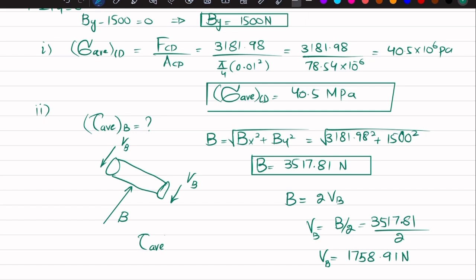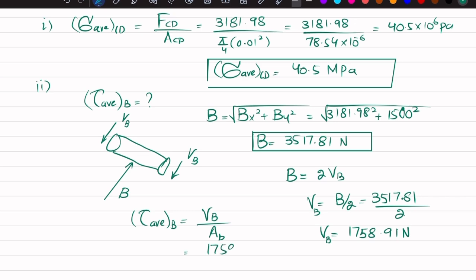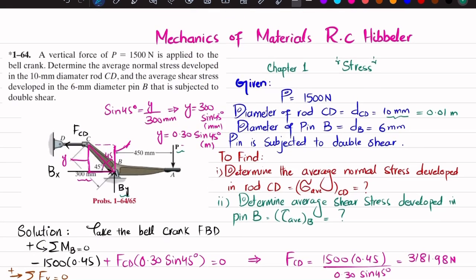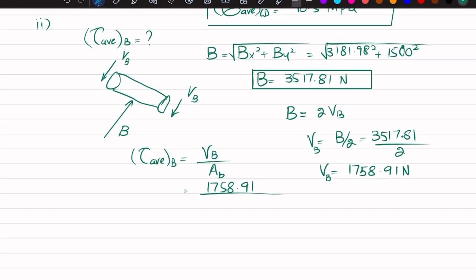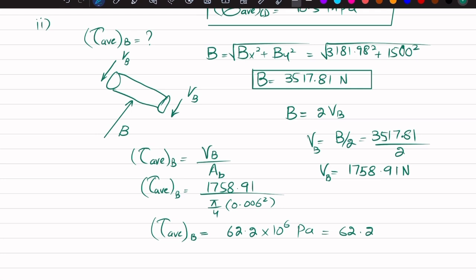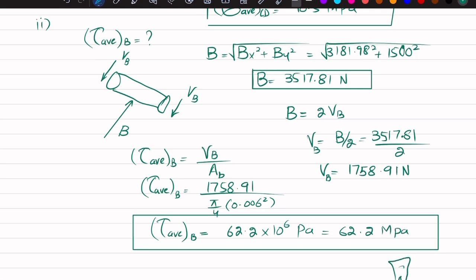Now you have shear force. We know that average shearing stress is equal to shear force divided by shear area, which is area of this pin B. So put the value 1758.91. The diameter of this pin is given as 6 millimeter, which is equal to 0.006 meter. So area is pi by 4 d square. D is 0.006 square. And when you calculate it, it will give you 62.2 into 10 to the power 6 Pascal. And in terms of megapascal, it will be 62.2 megapascal. And that is the answer of our second part.